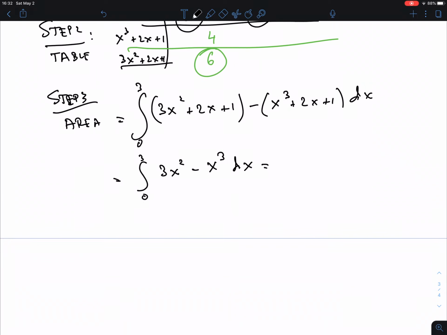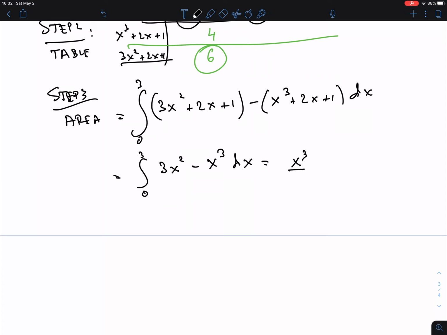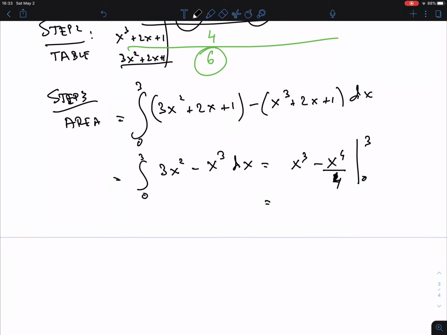And to integrate this, that is 3x squared over 3, so that's x cubed, minus x to the 4th over 4: add 1 to the exponent, divide by it, between 0 and 3. So that would be 27 minus 81 over 4 minus 0, and that's the answer. Again, no need to simplify anything. Okay, so I want to do one more. Let's do this one. Sorry, give me a little time here.